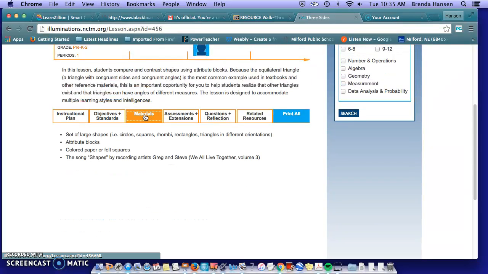Another part about this lesson includes the materials that may be needed for your lesson. So a set of large shapes, which is great to have as a manipulative to show your students, attribute blocks, colored paper or felt squares, and possibly a song to help this tie together.